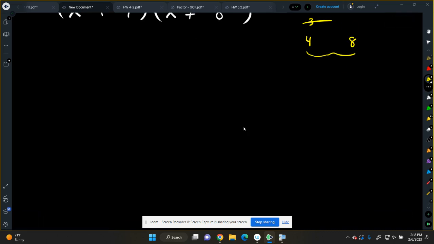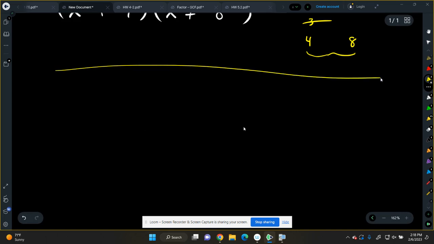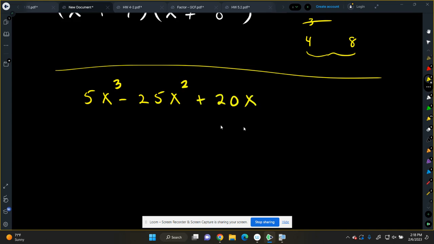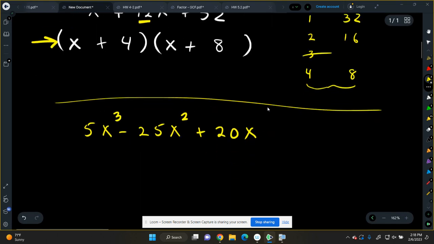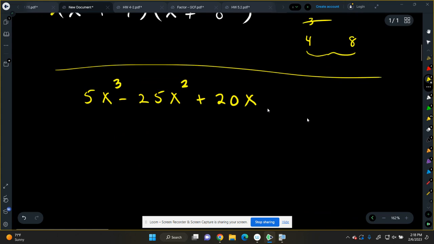So for instance, let's look at 5x to the third minus 25x squared plus 20x. Now, the couple examples I showed you, to avoid confusion, we didn't worry about the greatest common factor. Now we're going to add that in there. Before we start doing this part, where we do the parentheses, we have to look to see if there's any greatest common factor, which is what we were doing earlier this period.